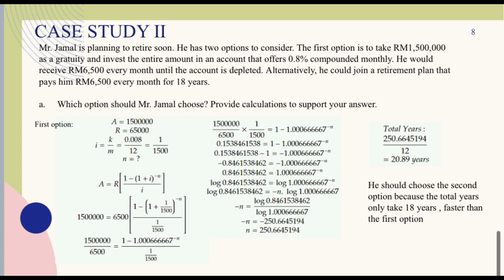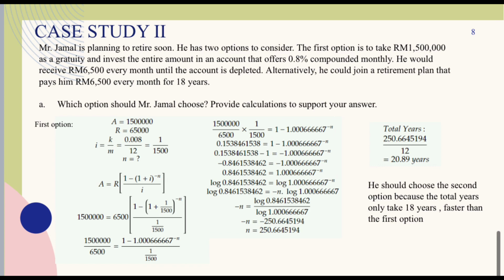We will be bringing the number 1 from the right side to the left, so the positive will be negative. After that, on the left side, 0.1538461538 minus 1, we will get negative 0.846153846 equals negative 1.000666667 power negative n.